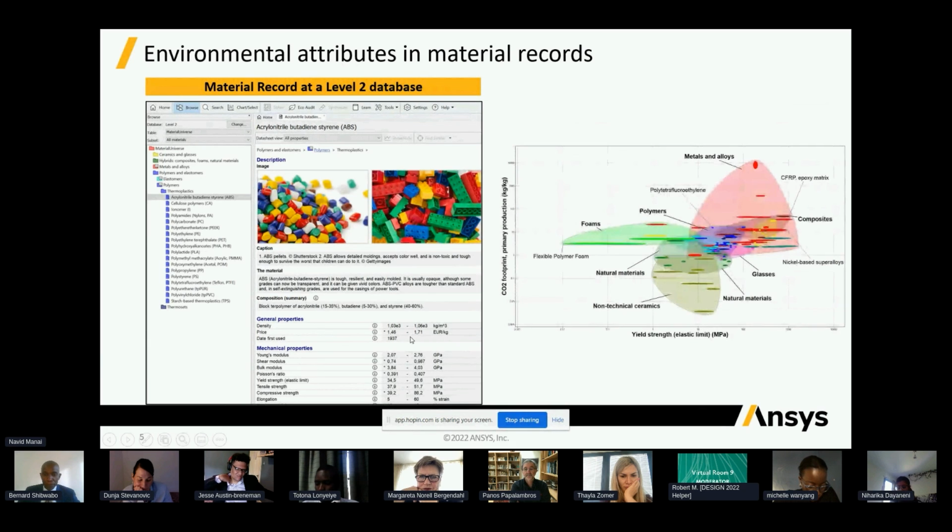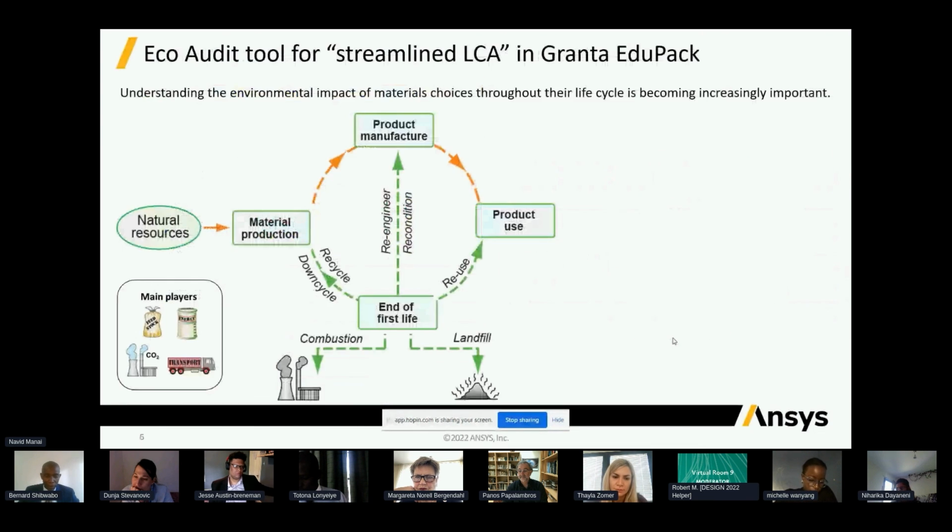As you can see, students are able to visualize this data in visual charts, as you can see in this slide, and compare materials and categories of materials in terms of any of these attributes, including, in this case, the CO2 footprint and yield strength. So this can be a very helpful and interactive resource for students to know a bit more about environmental attributes of materials. We do have a dedicated tool in the software called Eco Audit, with which students can investigate the environmental impact of products.